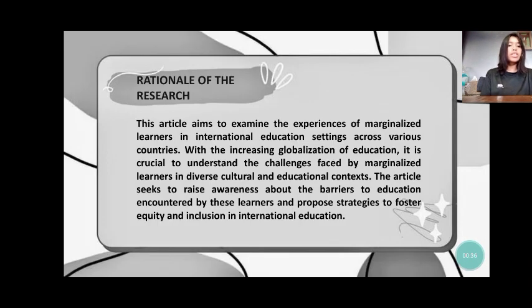The rationale of the research. This article aims to examine the experiences of marginalized learners in international education settings across various countries. With the increasing globalization of education, it is crucial to understand the challenges faced by marginalized learners in diverse cultural and educational contexts. The article seeks to raise awareness about the barriers to education encountered by these learners and propose strategies to foster equity and inclusion in international education.